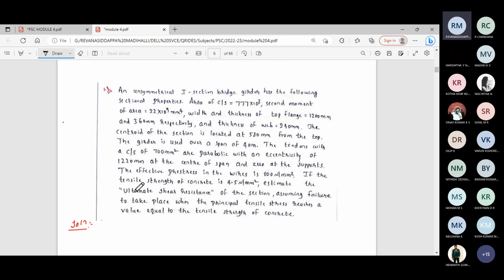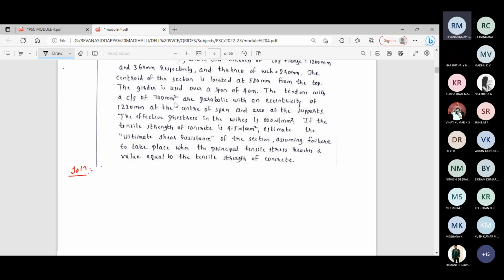What is the given thing here? An unsymmetrical I section built-up girder has the following sectional properties. Cross-sectional area is given. Second moment of area is given. Width and thickness of top flange 1200 by 360. Thickness of web is 540. The centroid of the section is located at 580 mm from the top. The girder is used over a span of 40 meter. It is an unsymmetrical I section.